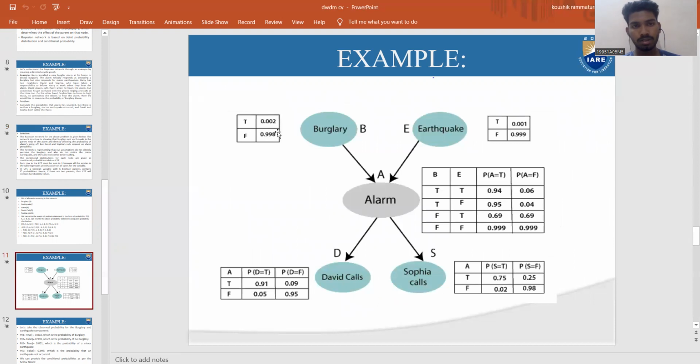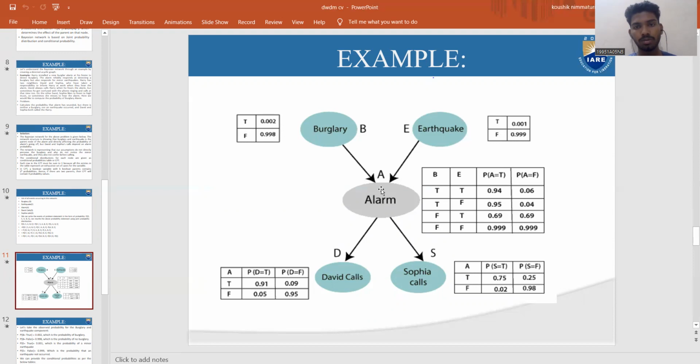For the burglary to happen, it is 0.02 chance, and for burglary that is false, it is 0.998. For the earthquake to happen, it is 0.001. If the earthquake does not happen, the value is 0.999.